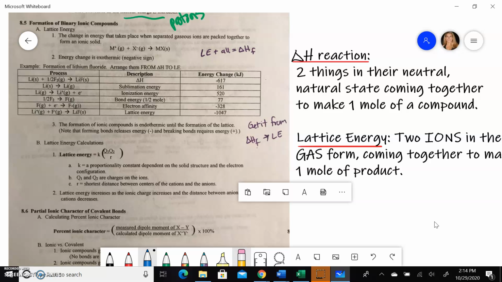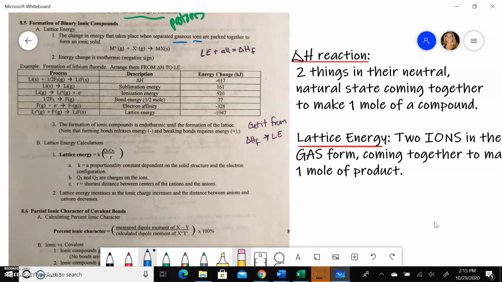The definition is that it's the change in energy that takes place when separated gas ions. So first thing I want you to notice is there are two things that have to happen in order for it to be a lattice energy reaction. It's got to be a gas. Both of them have to be in the gas form, and they have to be charged. And then when you take those two gases with charges and pack them together to make a solid, we're calculating that amount of energy. That's called the lattice energy of the solid.